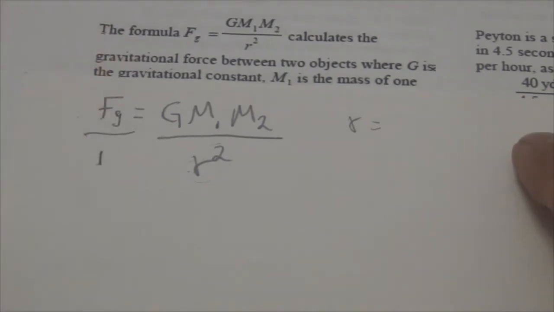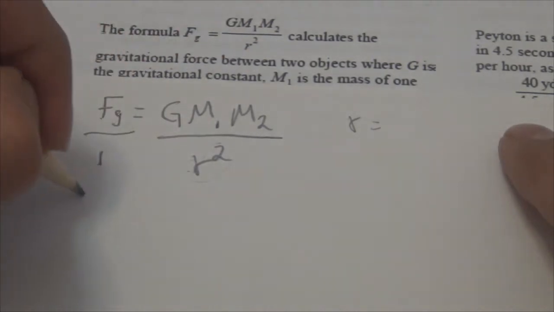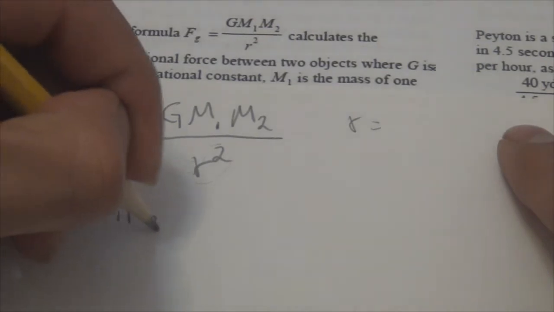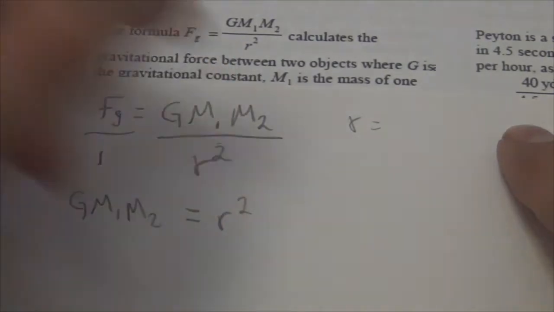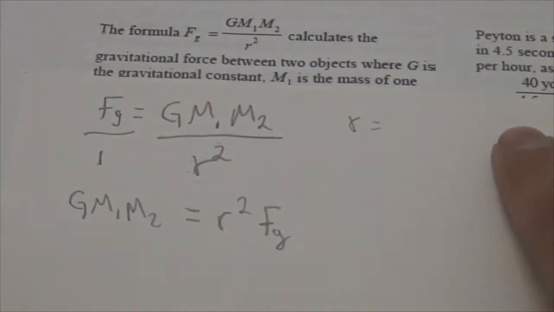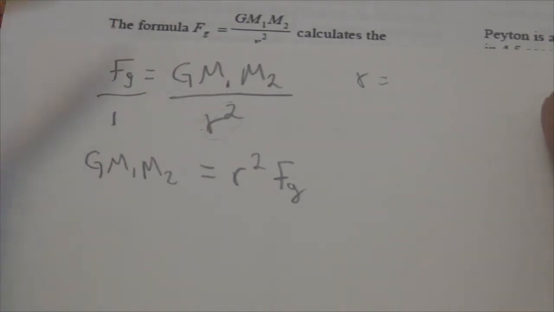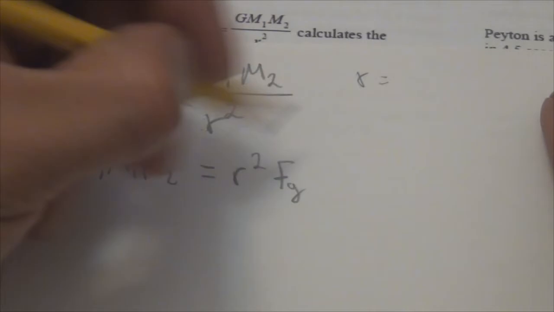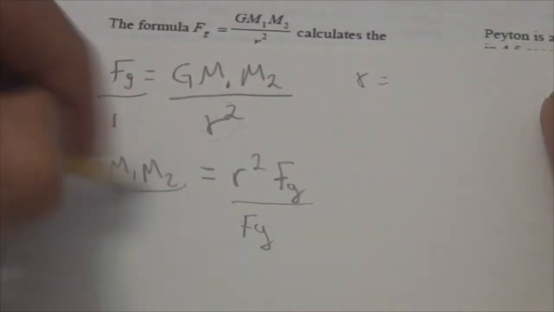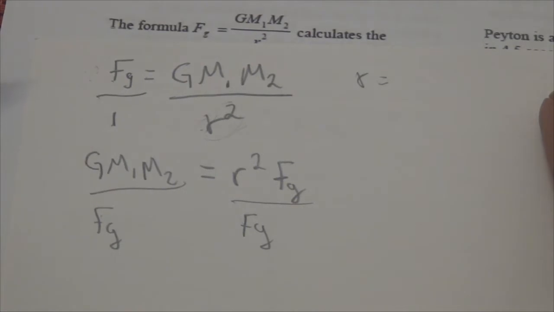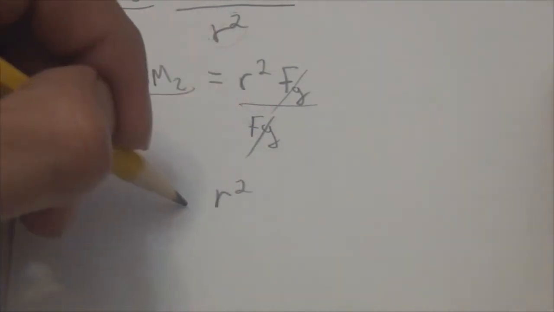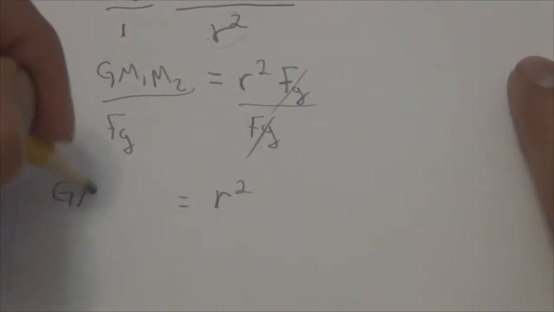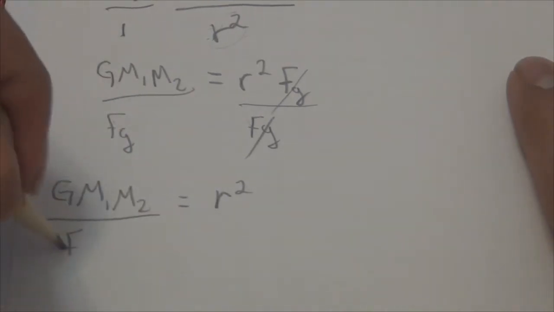Another way of doing it is I just put a 1 under it and I cross multiply. So this times 1 is the same thing, so I get G m1 m2, cross multiply, equaling r squared Fg. Now, the other method was better. I just switched places with this. Because look, now I'm going to have to divide by Fg on both sides. So they cancel out. And that leaves me with r squared being G m1 m2 divided by Fg.